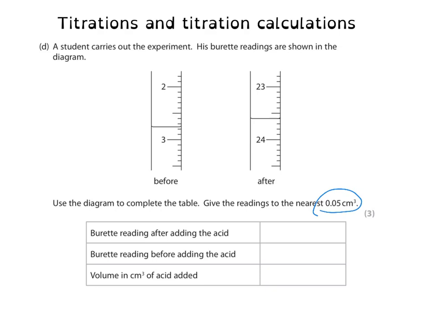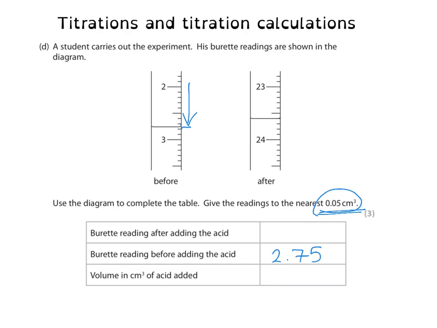So before reading, next mistake, burettes read downwards. 2 is up the top there and 3 is down below. So we're going from 2, 2.5, 2.6, 2.7, 2.75 is where that line is. So that's going to go in the before box. 2.75. So that is to the nearest 0.05, no problems there.